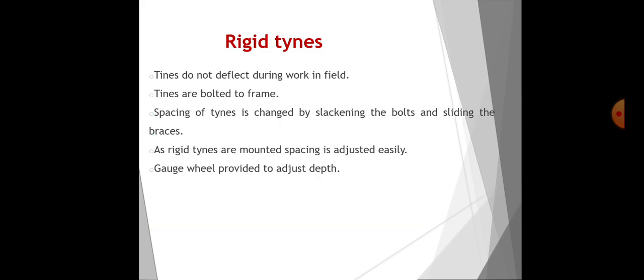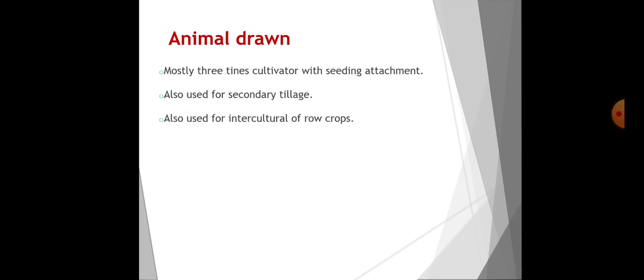Next, rigid tine. Tines do not deflect during work in the field. Tines are bolted to the frame. Spacing of tines is changed by slackening the bolts and sliding the braces. As rigid tines are mounted, spacing is adjusted easily. A gauge wheel is provided to adjust the depth.